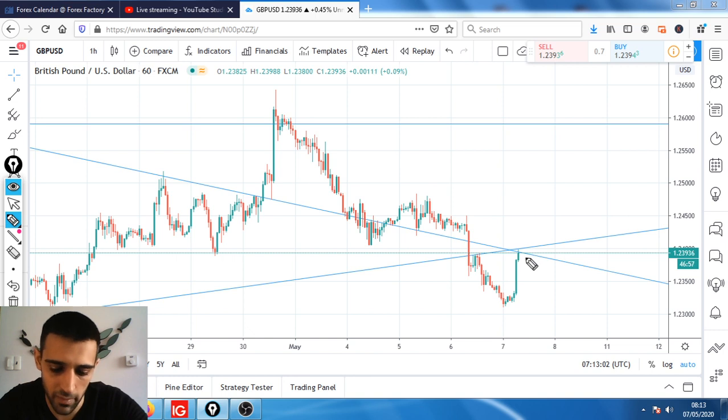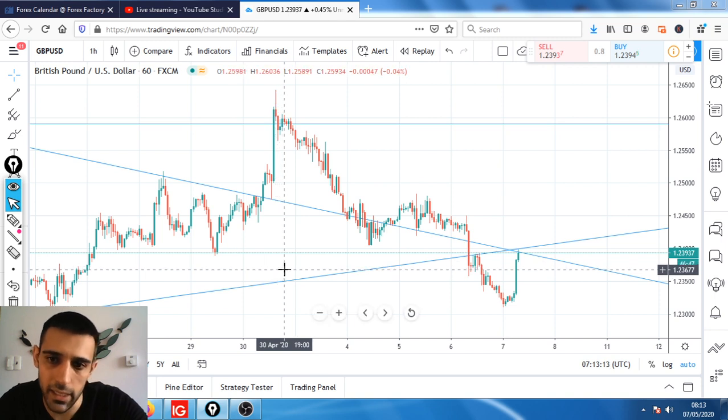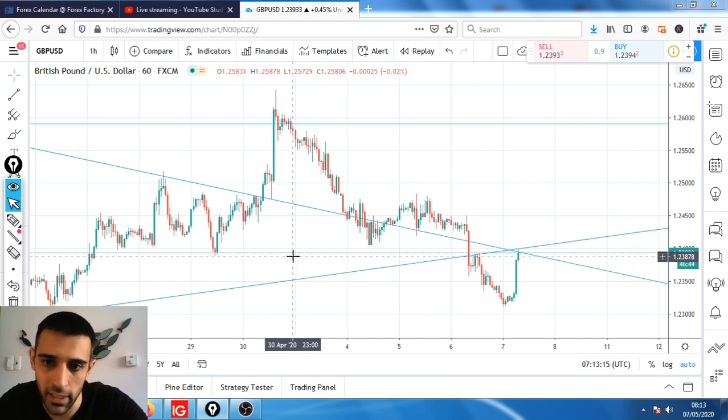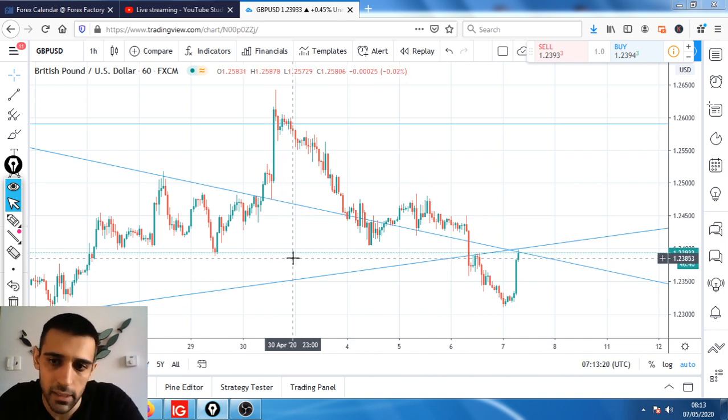Probably the price is not going to have a big retracement, so I don't think the price will continue down to these lows, or I don't think it's going to go that far. So we can use these as an entry, but let's wait for the candle to close. Keep that in mind, that 1 hourly candle, make sure you wait for the close.